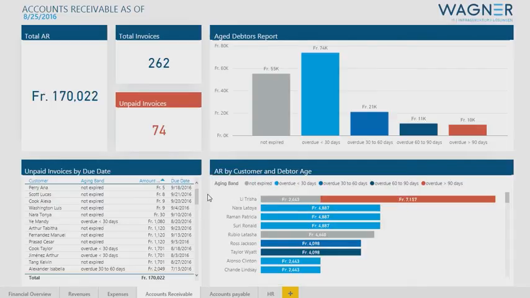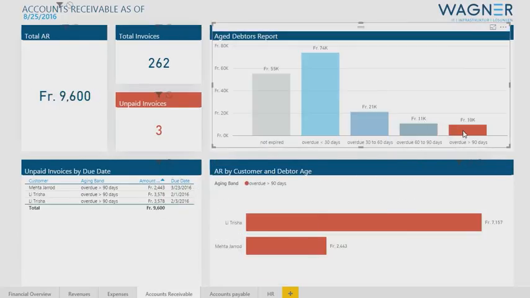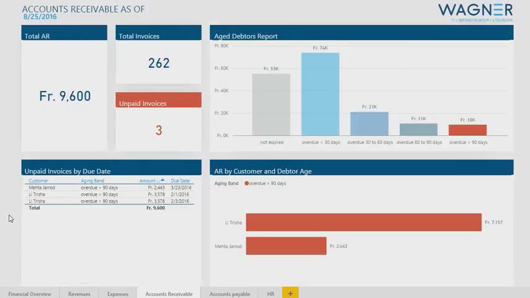If we, for example, click on the red bar of the Aged Debtors report, underneath we can see all of the invoices which are more than 90 days past due. We also see that of all the accounts receivable, we only have 9,600 in total, which is severely past due.